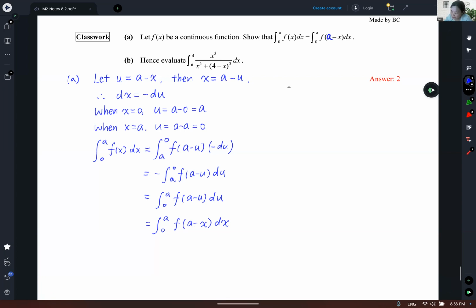The first step is a substitution. The rest is just simplification, especially the last step. The last step is just to change u back to the variable x. And then the identity is proven.